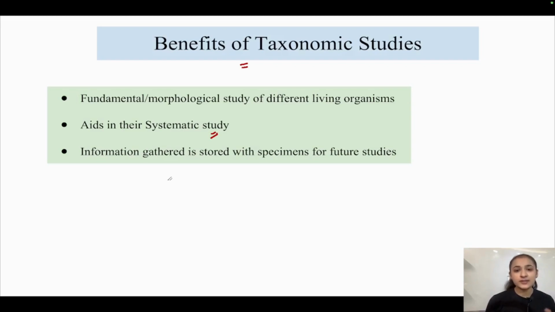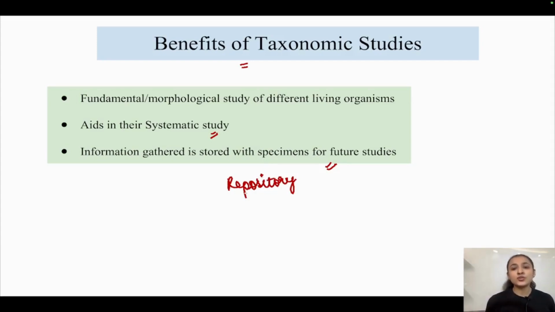Who came first? Information gathered is stored with specimens for future studies. Whatever information we gather about different specimens, we store for future studies. So it also creates for us a repository of information, that is, a storage place of all the information that we gather about different kinds of specimens.